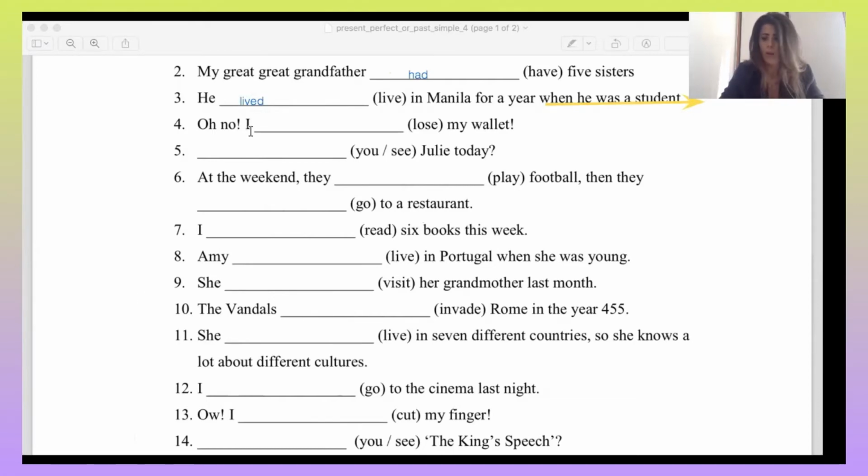Oh no, my wallet. So now I realized, and this is the result of something that happened in the past, but not so far in the past, right? The recent past. So, yeah, exactly. You guessed it right. I've lost my wallet. Yes, now the next one.